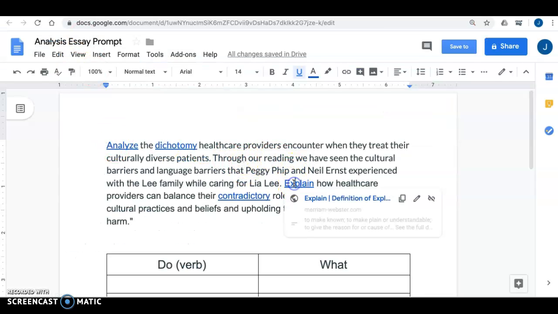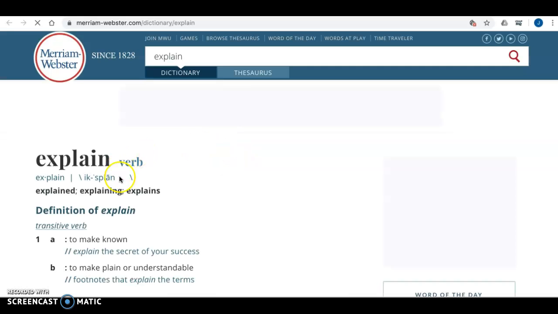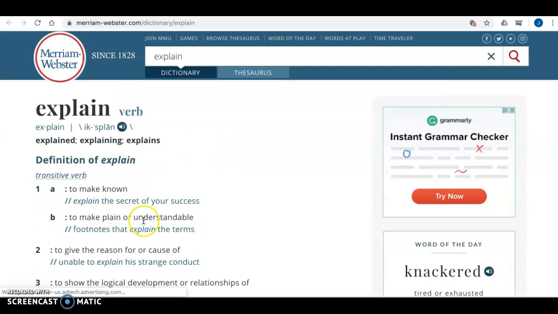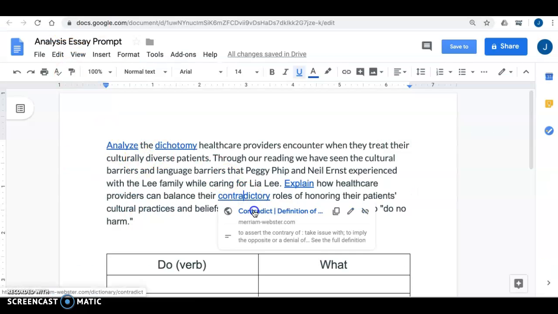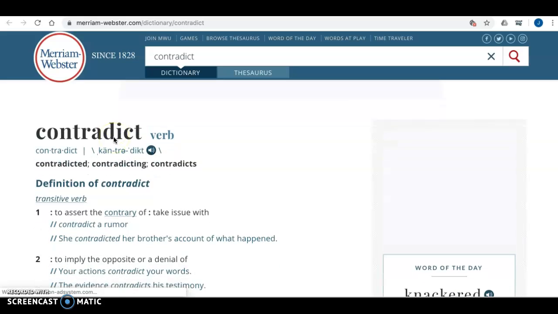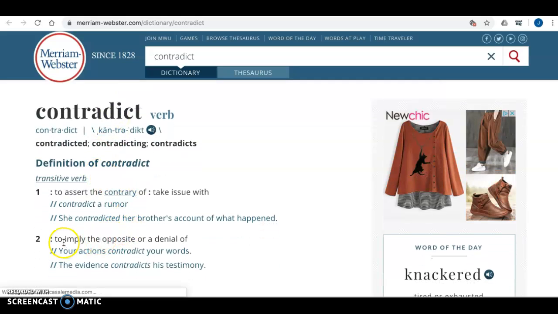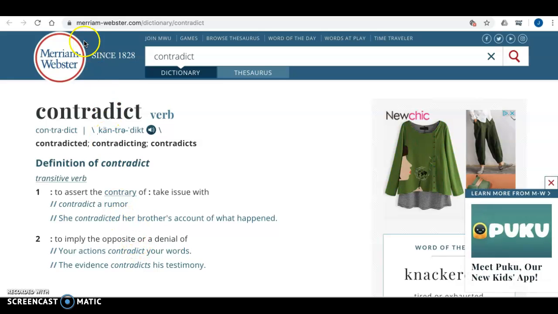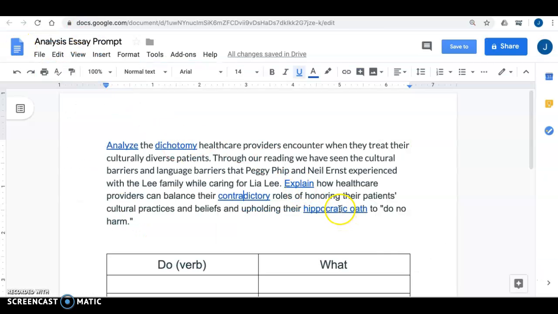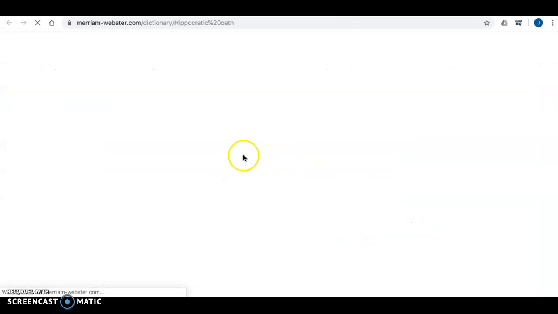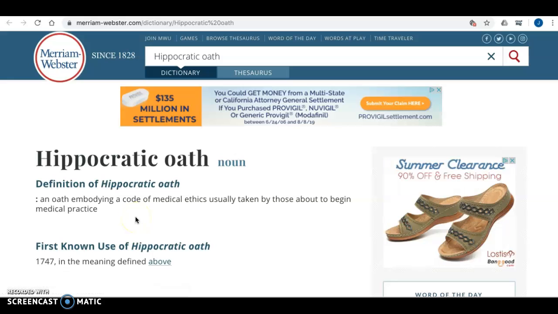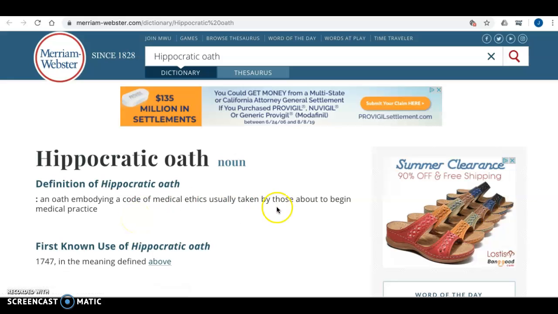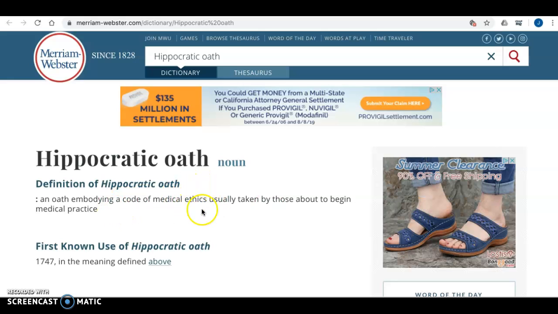All right, and then explain. Explain is to make known, to make plain or understandable. All right, that makes sense. Contradictory, we looked at that just a minute ago. So it's the opposite or denial of something. All right. And then lastly, I'm not sure about the Hippocratic Oath. So the Hippocratic Oath is an oath embodying a code of medical ethics, usually taken by those about to begin medical practice. It has to do something with being ethical.